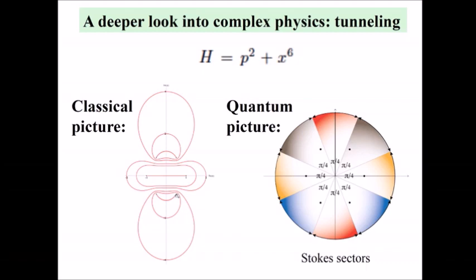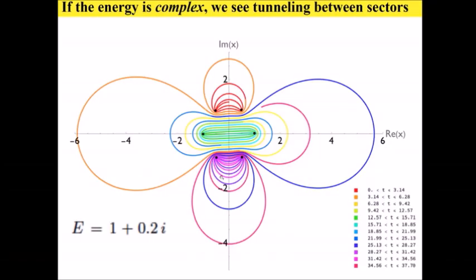This is classical motion, okay? And these orbits fill the complex plane. But what happens if we take the energy of the particle not to be real? We take it to be slightly complex. So the energy is not real. It has a slight complex part to it. What happens now if the energy is complex?